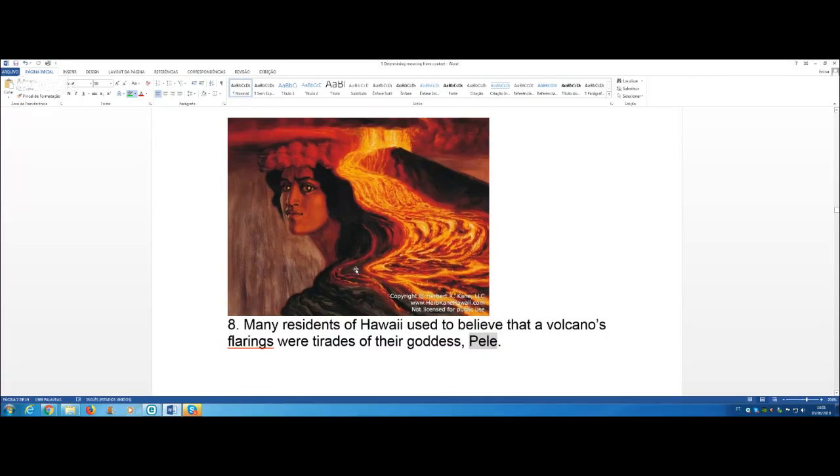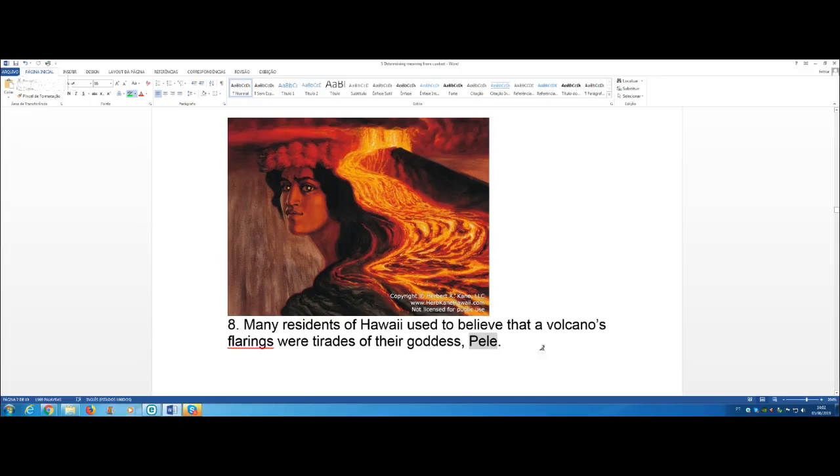Many residents of Hawaii used to believe that volcanic flowing lava was the tirades of their goddess Pele. Who or what is Pele? The Hawaiian goddess. How do you know? Their goddess Pele. That's called what? It's not a relative clause. What is it?